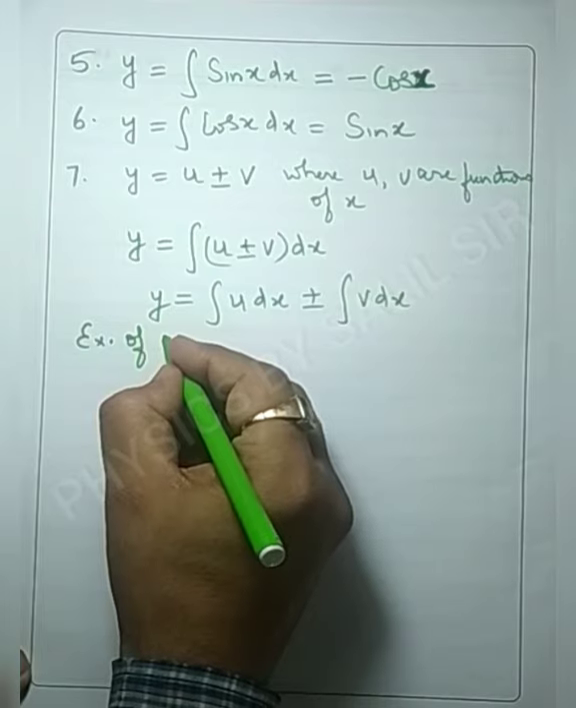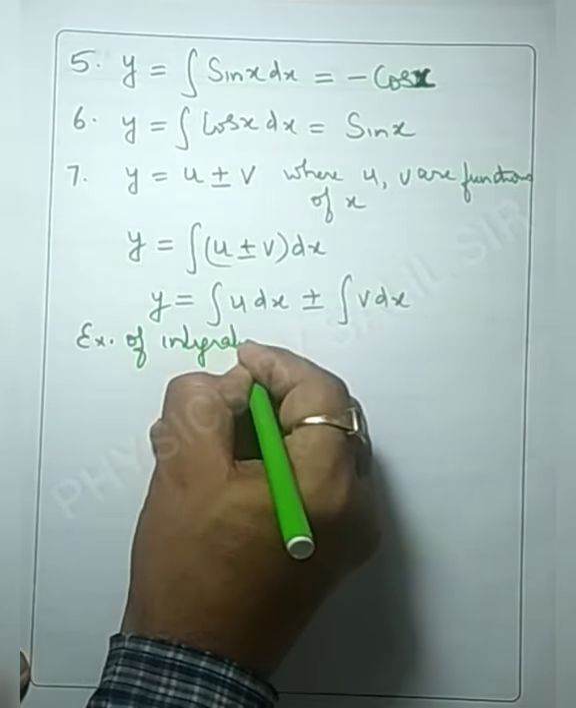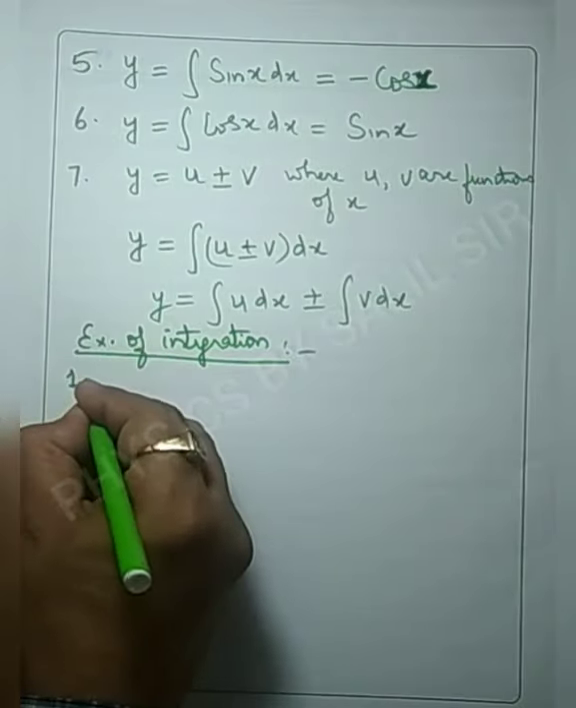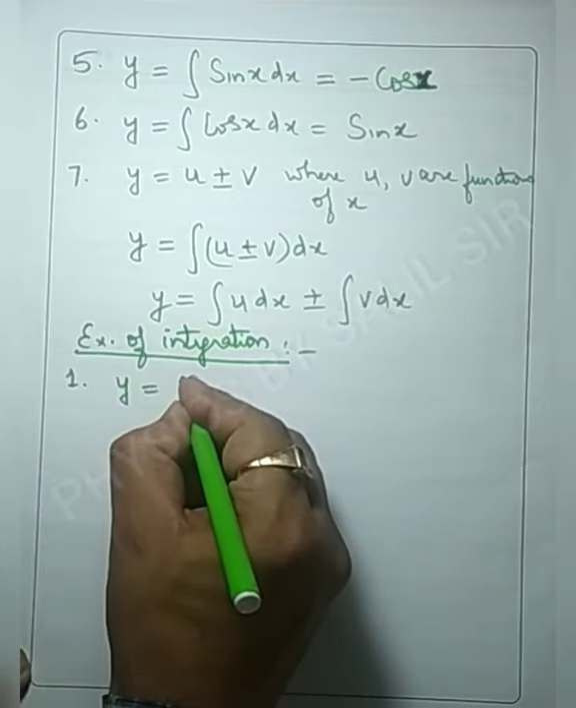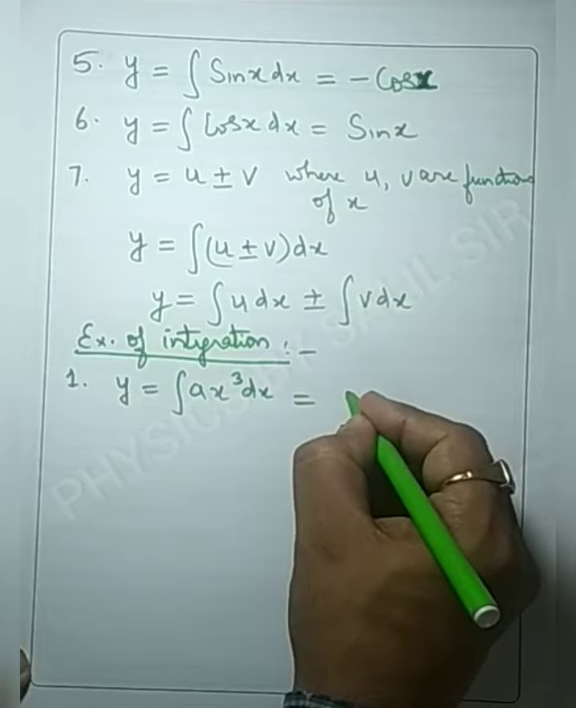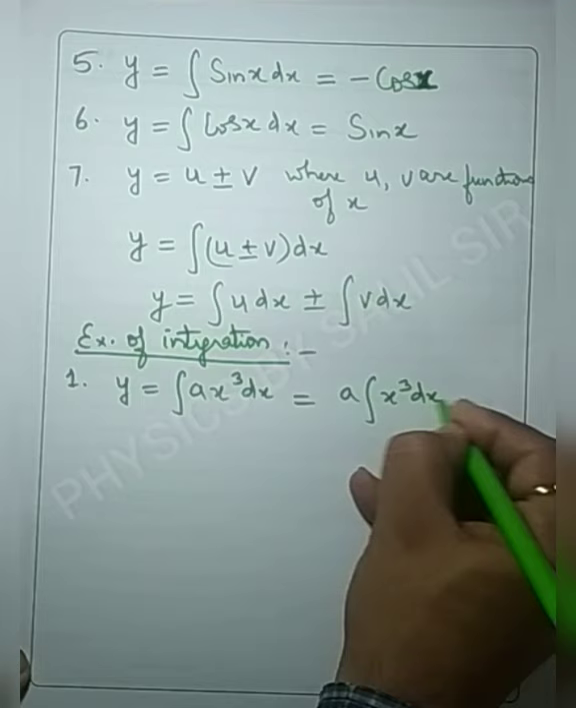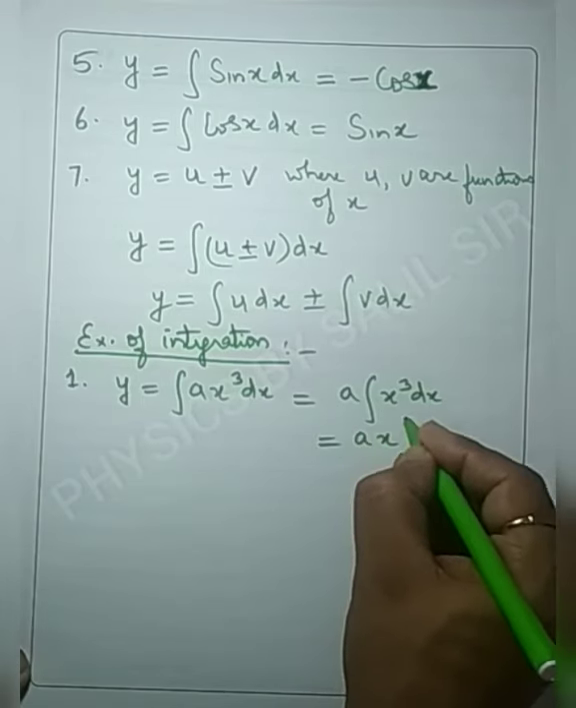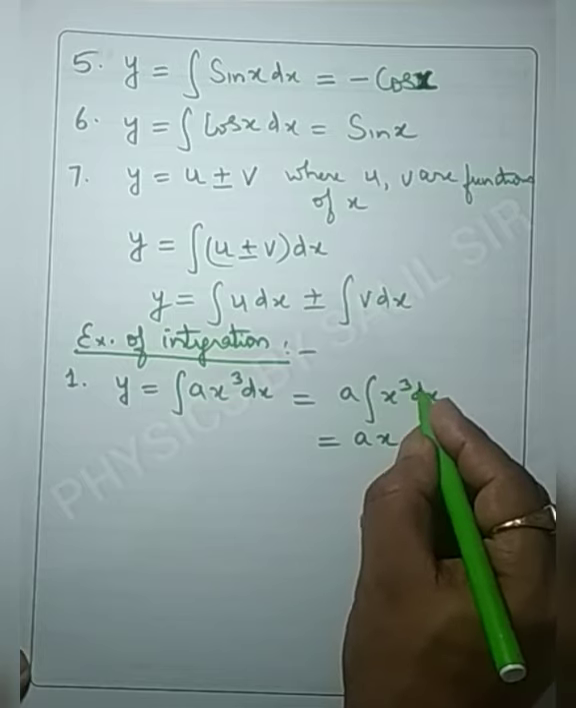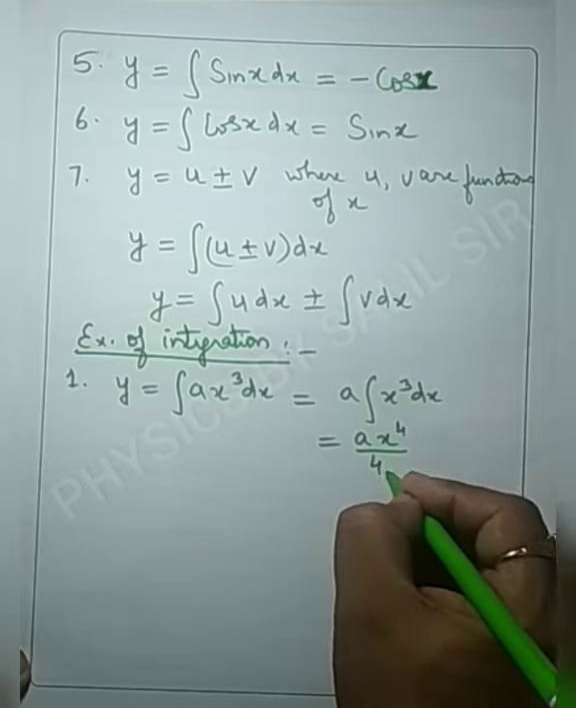Now examples of integration. First example we are taking, suppose it is given as y is equal to the integral of ax cube dx. Then according to the rule, a is constant, it will come out of the integration sign, the integral of x cube dx will be x to the power 3 plus 1 upon 3 plus 1. So this will be x to the power 4 upon 4.